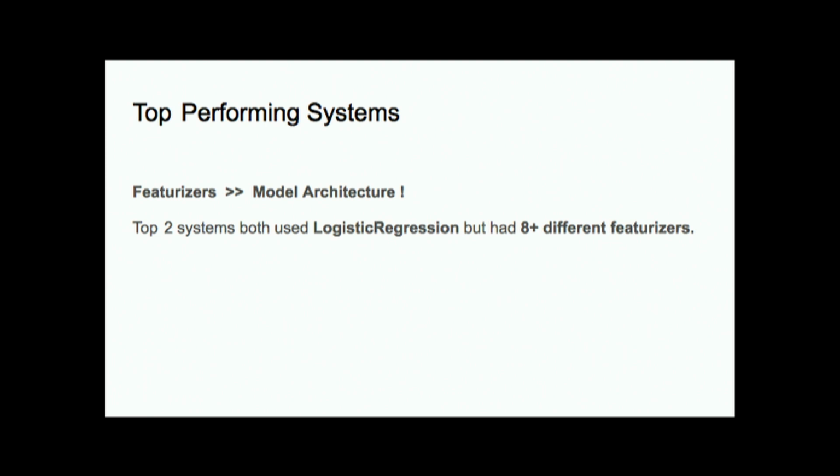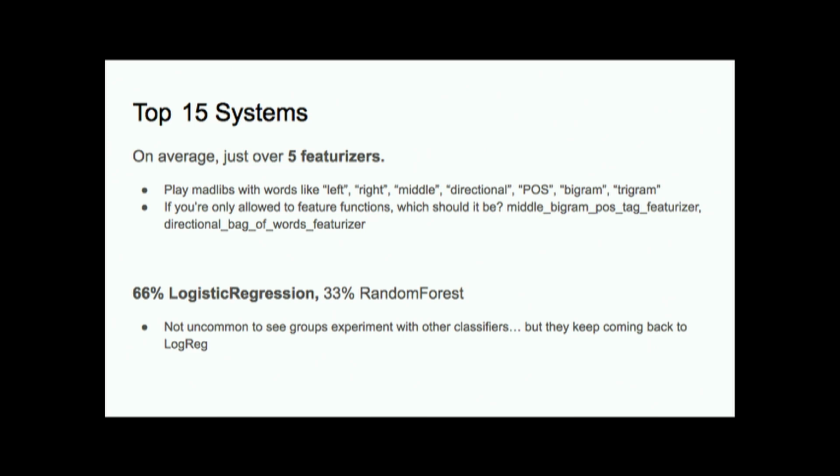So the top systems, actually we can see here, 66% of the top systems used just a simple logistic regression. The other 33% used a random forest. And really it was just the wealth, the voluminousness of featurizers that really distinguished the top systems.